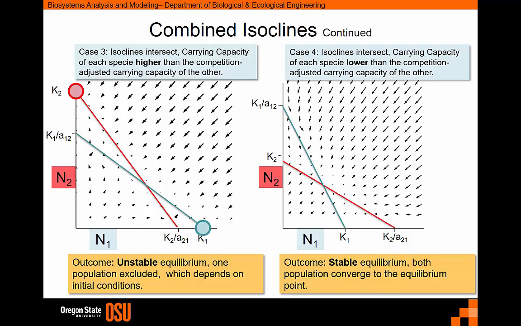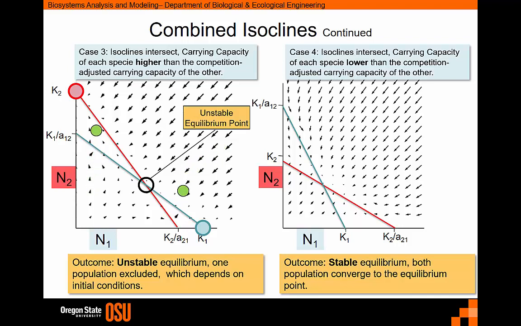In the third scenario, the isoclines of the two species cross one another. Here, the carrying capacity of species 1 is higher than the carrying capacity of species 2 divided by the species 2 competition coefficient, and the carrying capacity of species 2 is higher than the carrying capacity of species 1 divided by the species 1 competition coefficient. In this case, there is an unstable equilibrium point indicated by the open circle where the isoclines intersect.